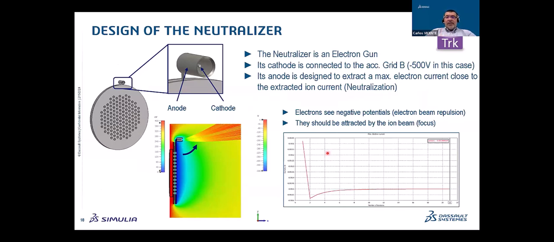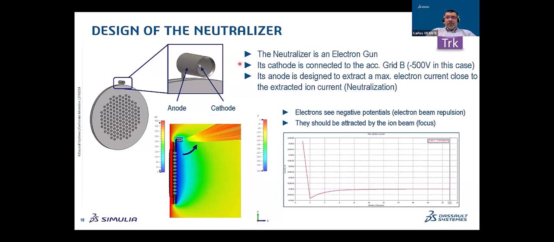because it really needs to maintain the ions extracted out of the plasma chamber. So the neutralizer is basically an electron gun, as you can see here, whose cathode is connected to the accelerating grid B, the one that has been extracting the ions out of the chamber. And then the electron gun is designed to generate an electron beam with a current close to this ion current, and then neutralizing the charge in there.